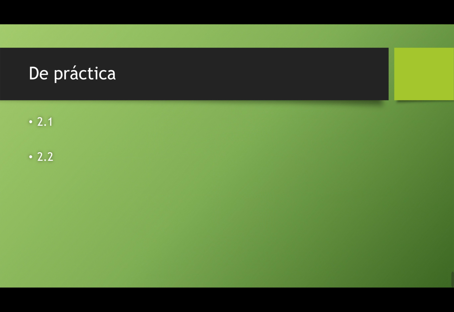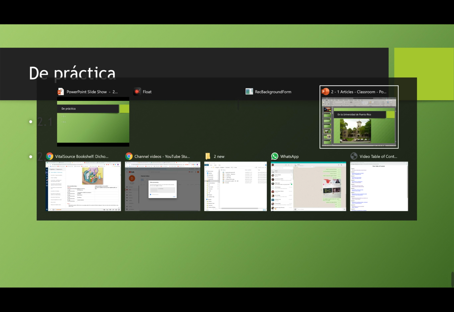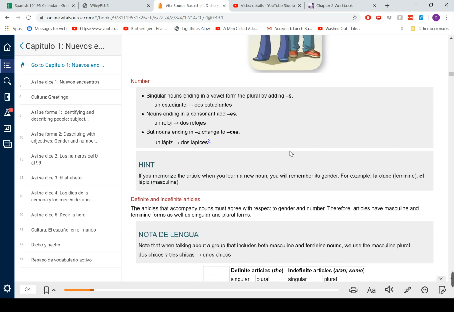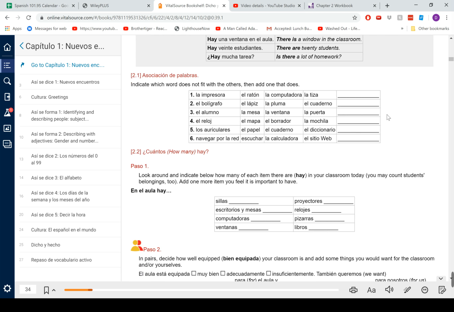Bien, vamos a practicar un poquito 2.1, 2.2. So in 2.1, I'm going to flip over to the textbook here. You're going to do word association. What thing does not fit? And add one thing that does for each number. So pause the video now and go for it.